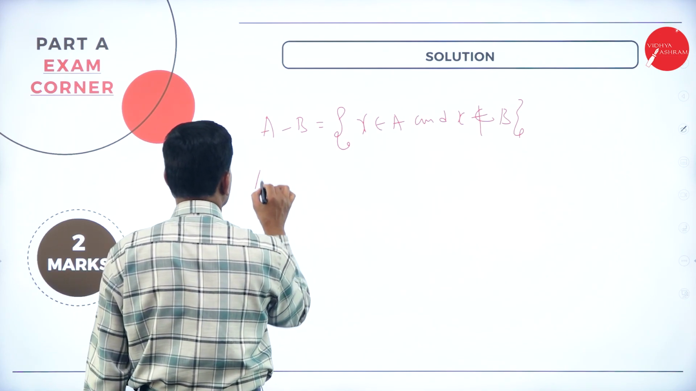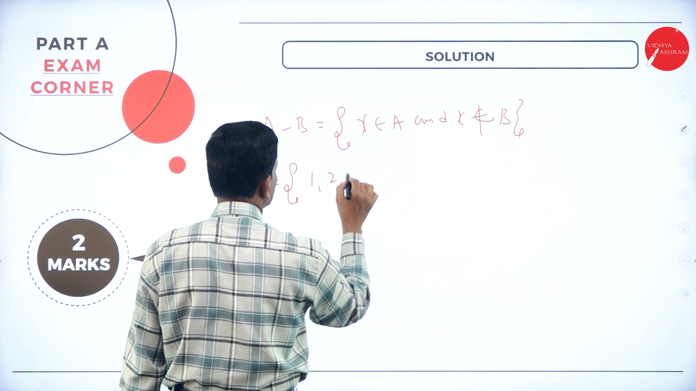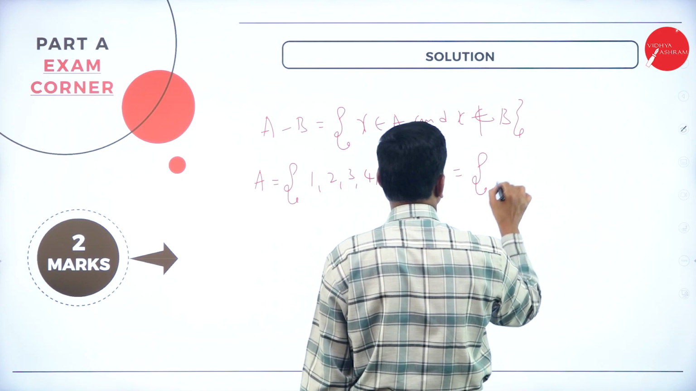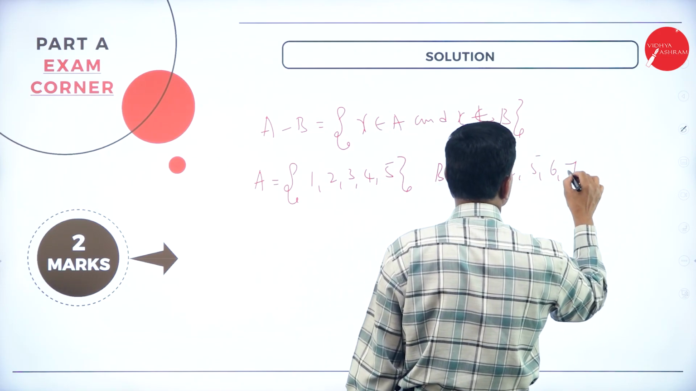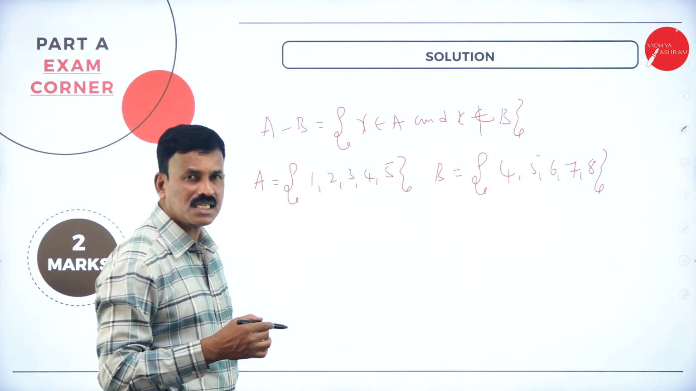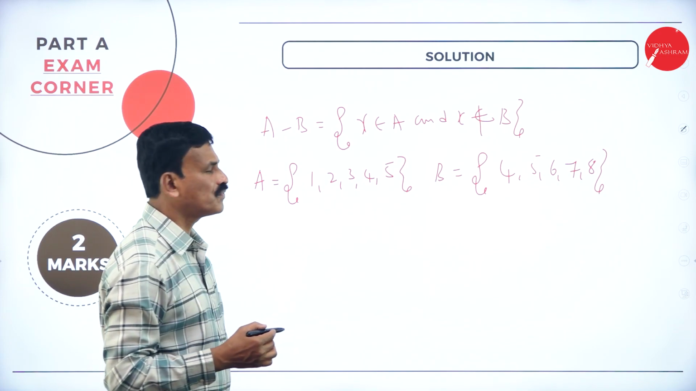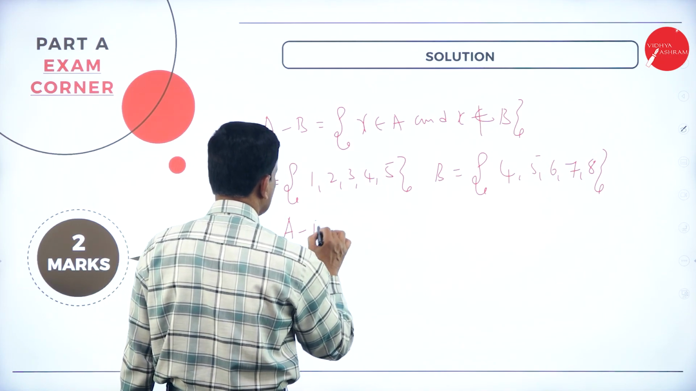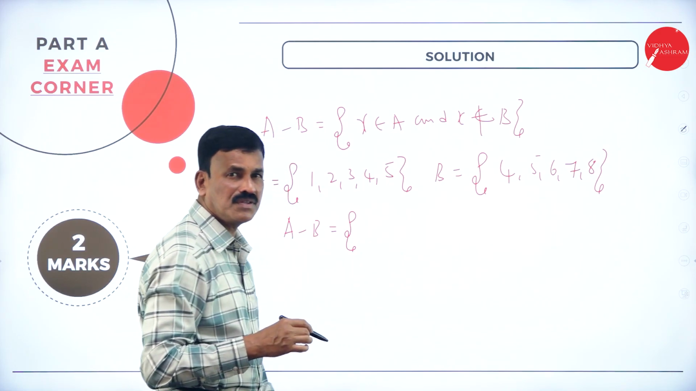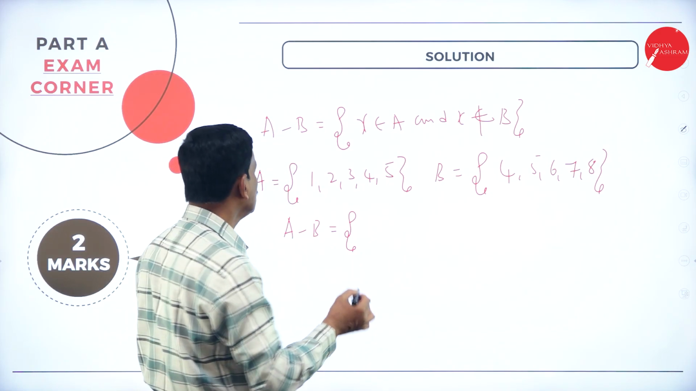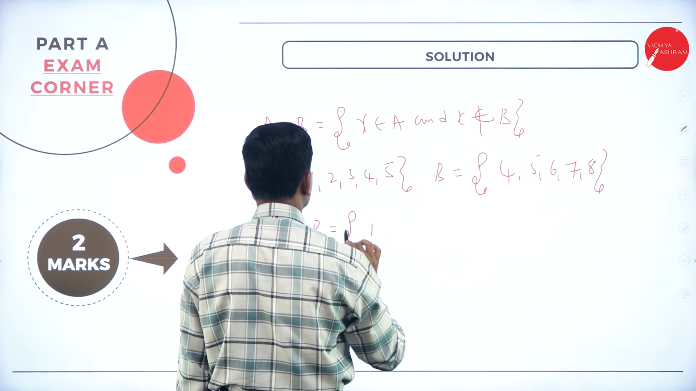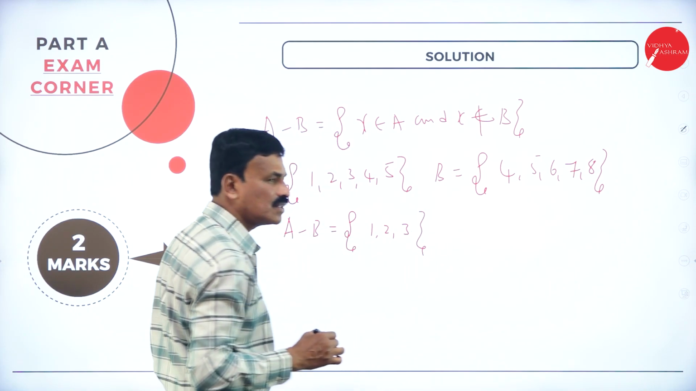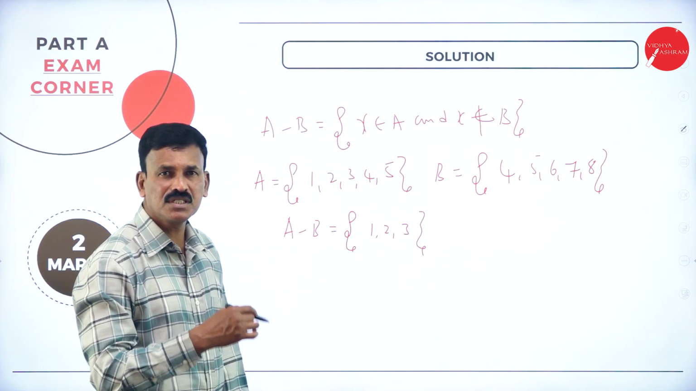Let us take an example. Let A is equal to 1, 2, 3, 4, 5 and B is equal to 4, 5, 6, 7, 8. According to the definition, what is A minus B? The difference between A and B is the elements which are in A but not in B. So, we have 1 that is not in B, 2, then 3. That's it, 1, 2, 3 are in A minus B.